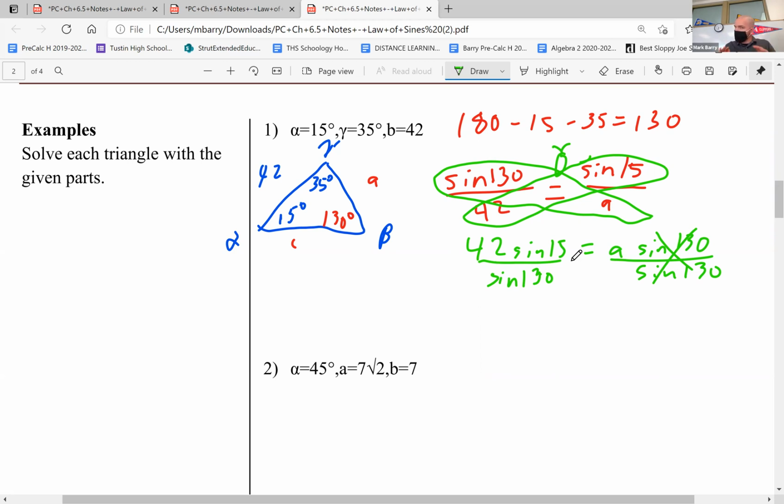Now, since we're doing sine of degrees here, we have to make sure that our calculator is in degree mode, correct? So on Desmos, I know Desmos defaults to radian mode, so make sure you change your mode on Desmos. If you're using your handheld calculator, just double check that it's in degree mode. We've talked about that before. So 42 times sine 15 divided by sine 130.